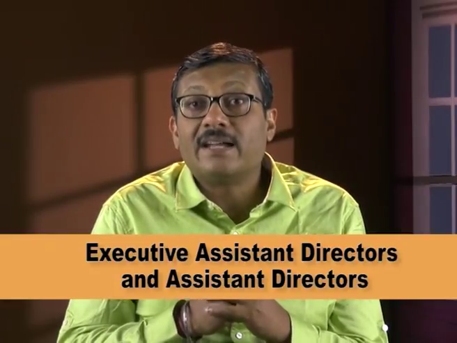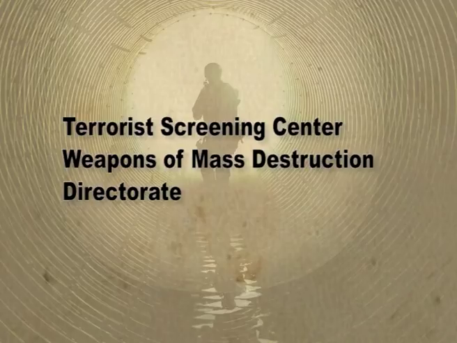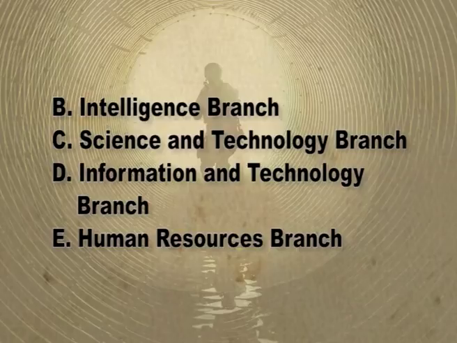My dear students, these are the directors of the other branches such as the National Security Branch, Executive Assistant Director, Counterintelligence Division, Counterterrorism Division, High Value Detainee Interrogation Group, Terrorist Screening Center, Weapons of Mass Destruction Directorate, Intelligence Branch, Science and Technology Branch, Information and Technology Branch, Human Resources Branch. All these branches will have their own Executive Assistant Director and Assistant Directors.